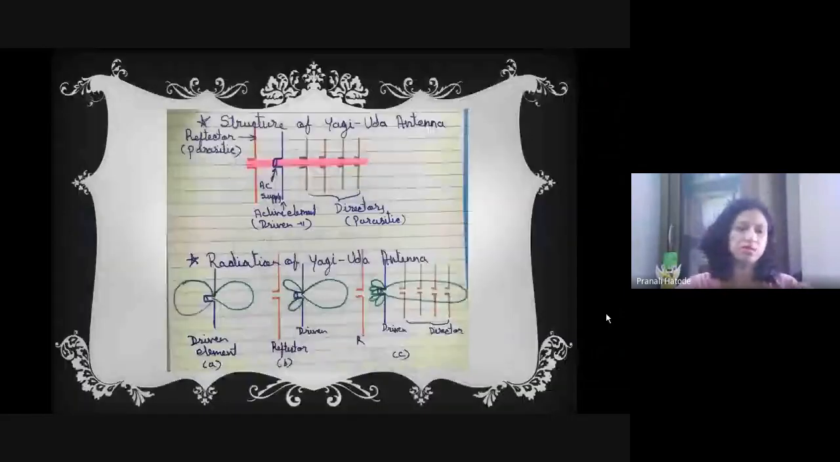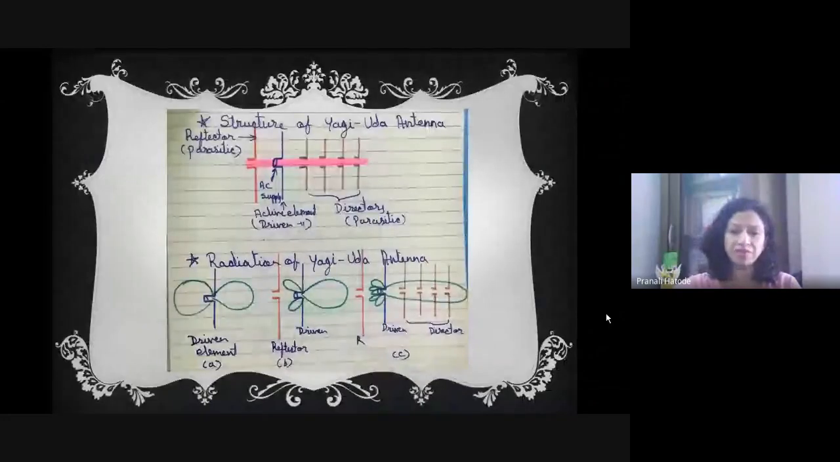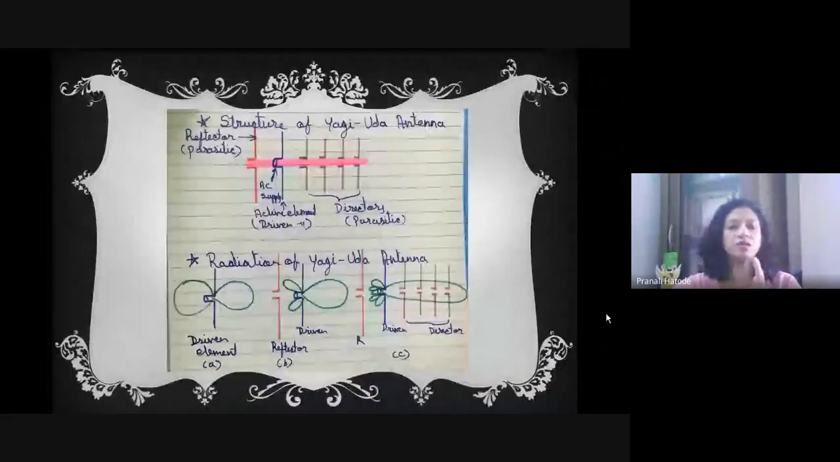In diagram A, I have just drawn a simple dipole with the excitation of an AC supply given to it. Then in diagram B, I have drawn 2 elements, that is the active element and a reflector. Then in diagram C, I have drawn all the elements, that is the active element, the reflector and all the directors.